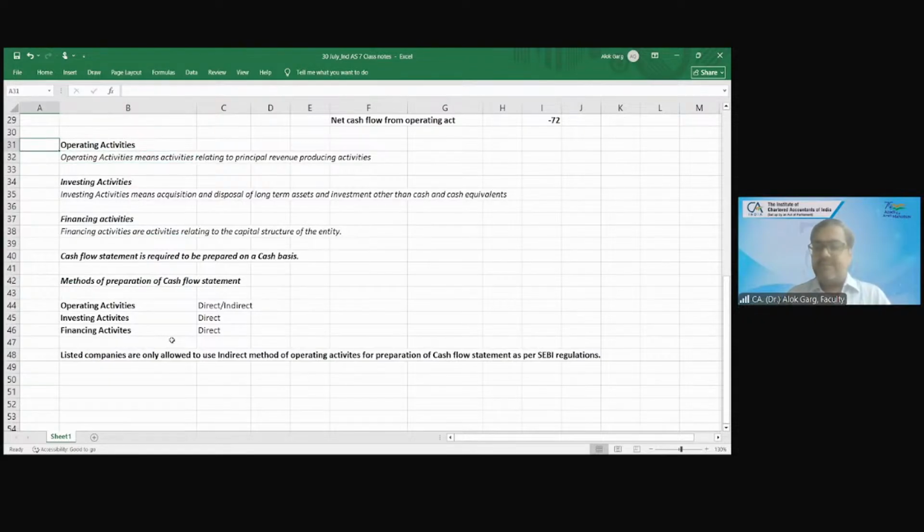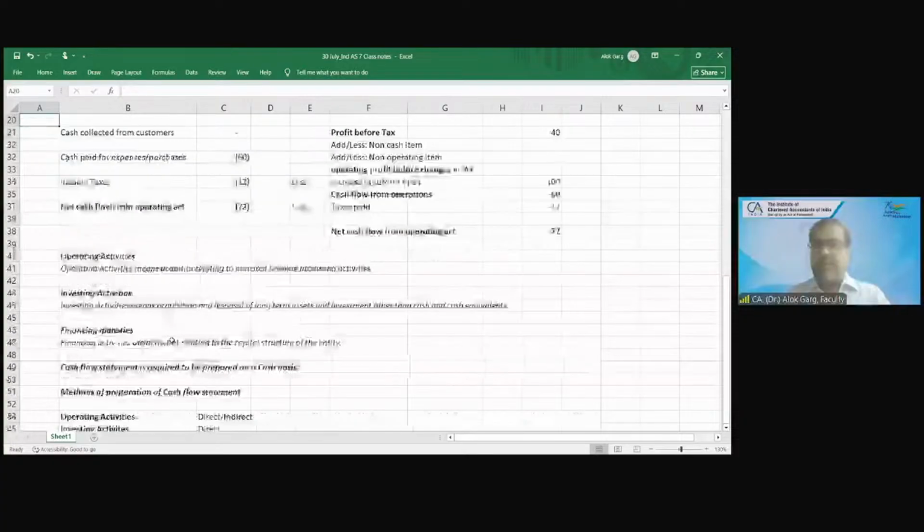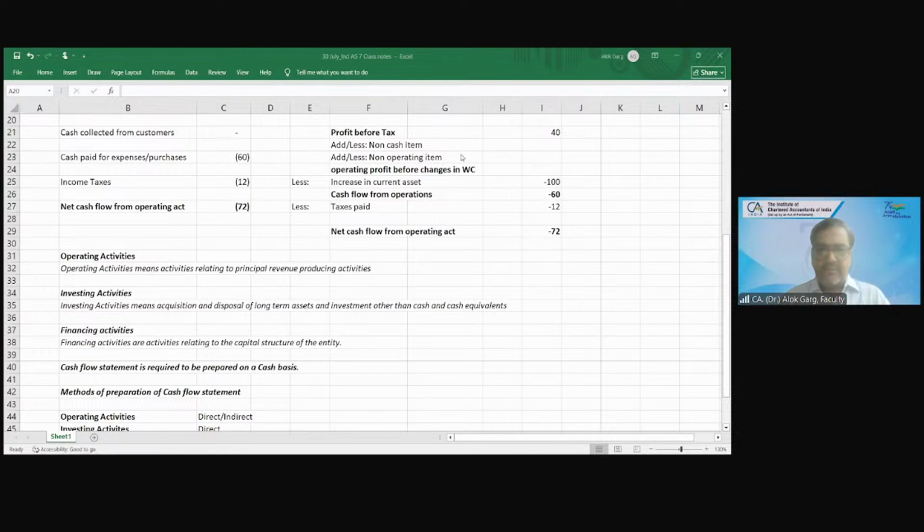Is that clear, my dear friends? Yes, sir. Things are clear. Okay, very good. So friends, yes, you're right. I don't know who is saying that, but yes, you are right that practically the indirect method is used.